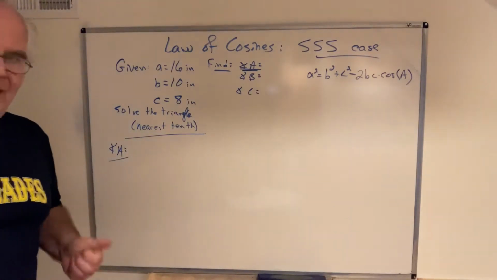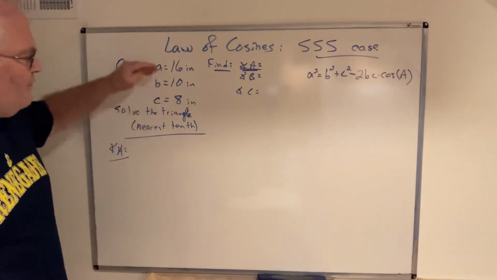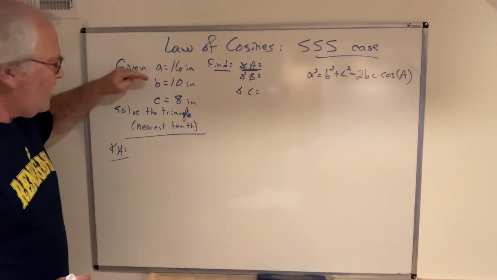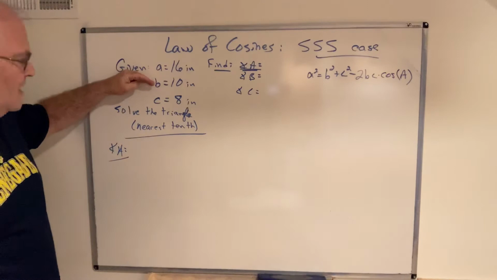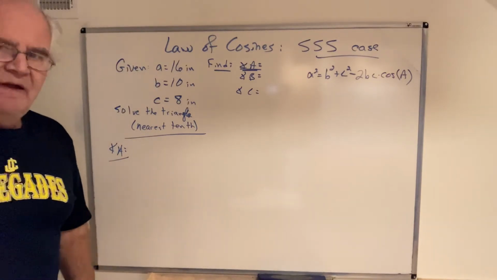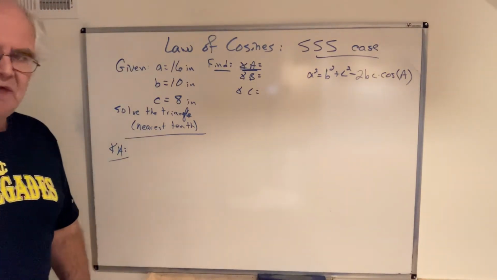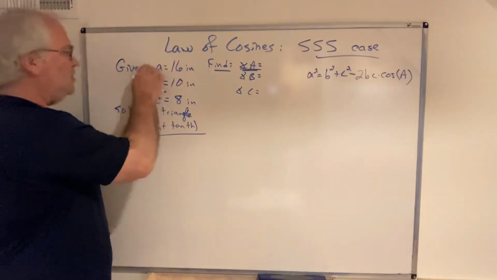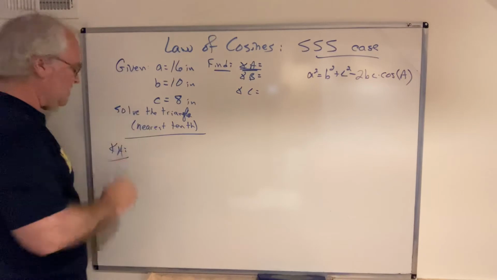Once we find angle A, this is safe if we're finding the largest one first, then we can find the next largest second and the smallest third. Very often that will avoid some issues that you might not care to deal with. Find the largest first, then the middle size, then the smallest.